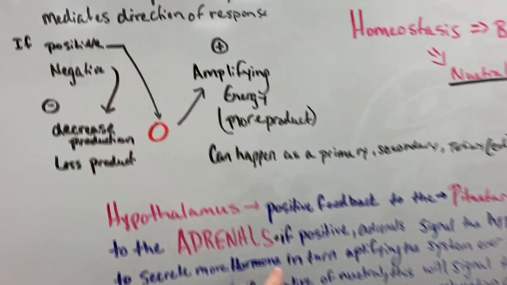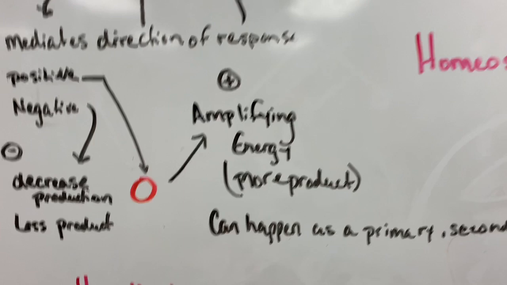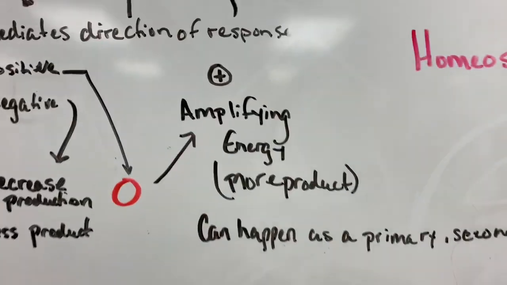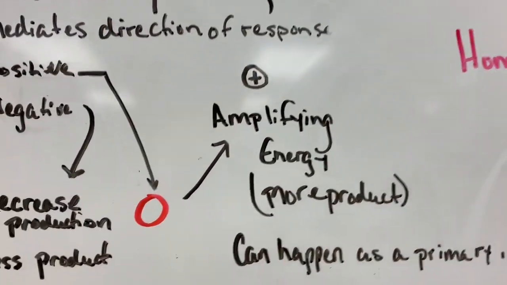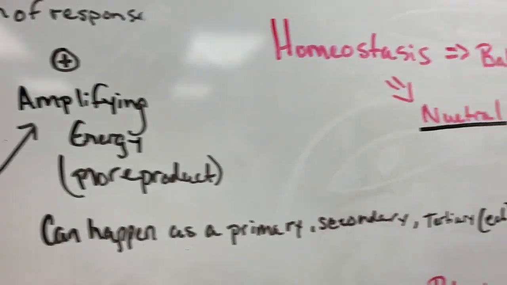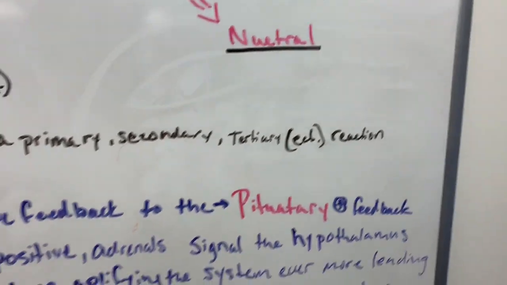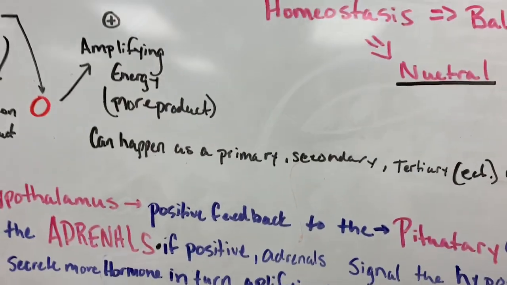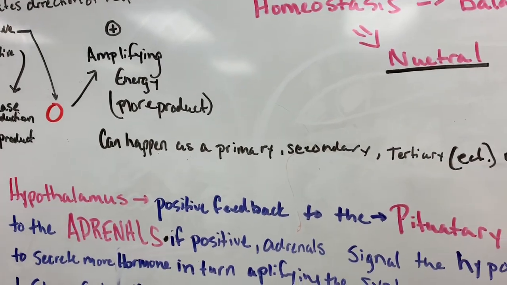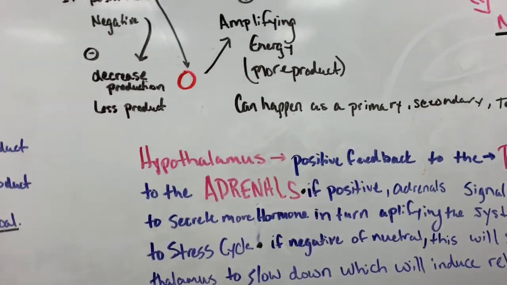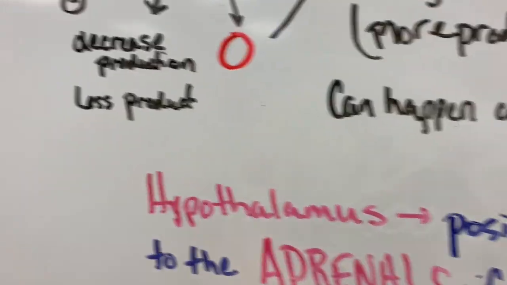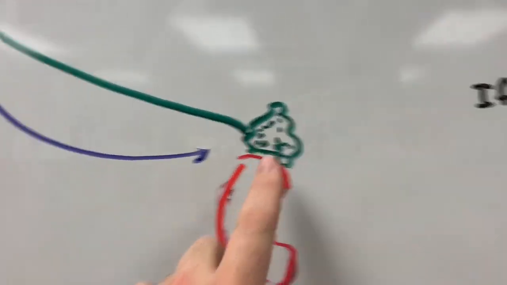If it gives a positive or amplifying energy, we're gonna have more product. So the hypothalamus, positive feedback, more product to the pituitary gland. In turn, the pituitary gland is going to send the positive feedback to the adrenal glands. Boom, these little babies right here.